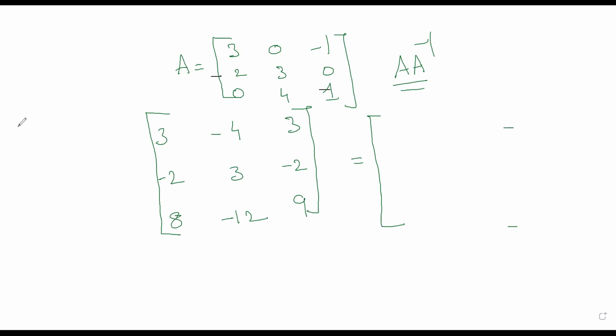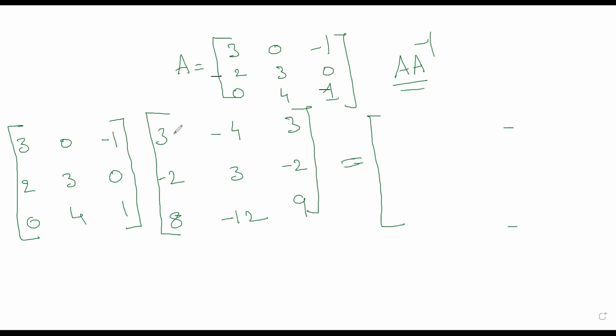We'll do 3, 0, minus 1, 2, 3, 0, 0, 4, 1. Yeah. 0, 4, 1. Let's write like this. And now we have to multiply these two.